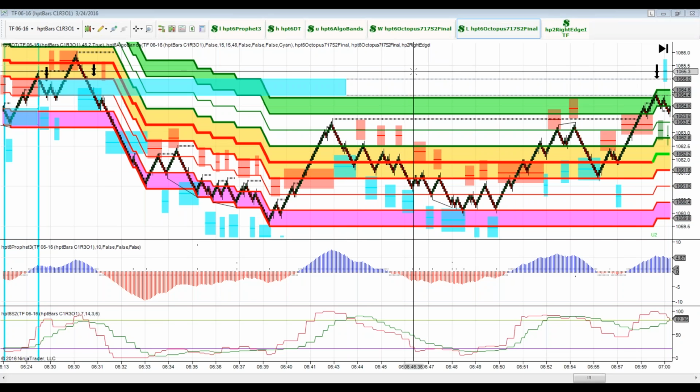I'm going to first talk about ways to enter Algo Band setups that are a little more conservative from the standpoint of maybe not getting in too early on a trade. Dennis, I think that was primarily one of the questions that you had. So we'll look at a couple different methods there.